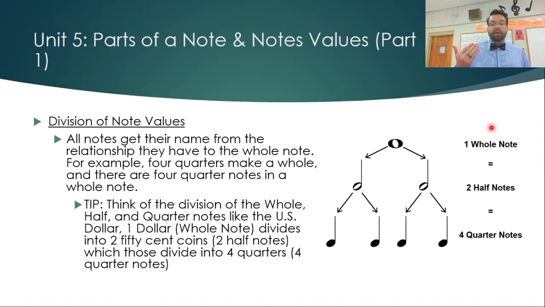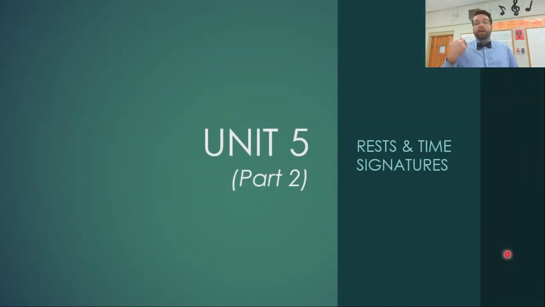Okay? So think of it like the division, again, of a US dollar. We have $1, which would be our whole note. You divide it in half, half of its value. You have 2 half notes. These would be 2 50-cent pieces, 2 50-cent piece coins. And if you were to divide those by 2 again, both of those, you'd get 4 quarter notes. So there's 4 quarters in a dollar. Same thing as there's 4 quarters in a whole note. Okay? Instead of dealing with money, you're dealing with time, how long to hold a pitch.